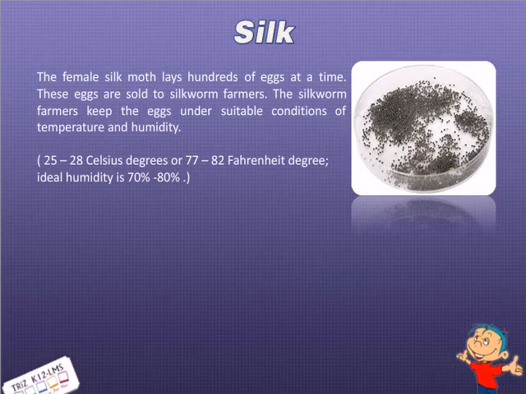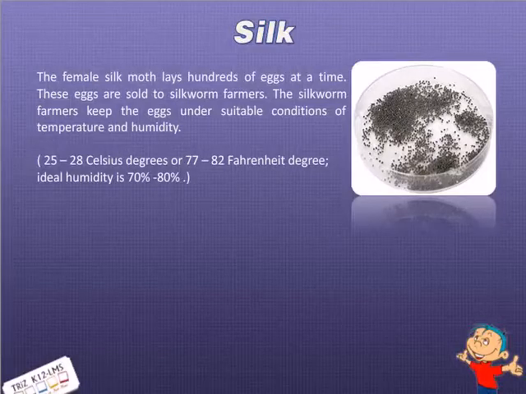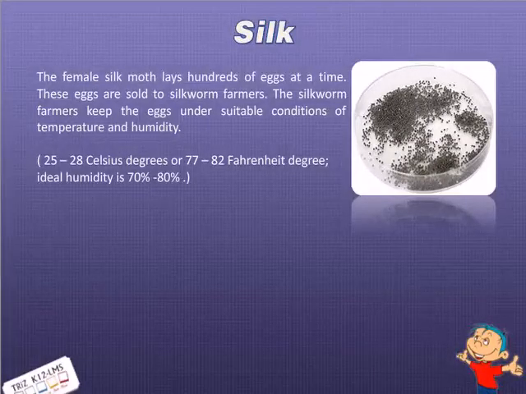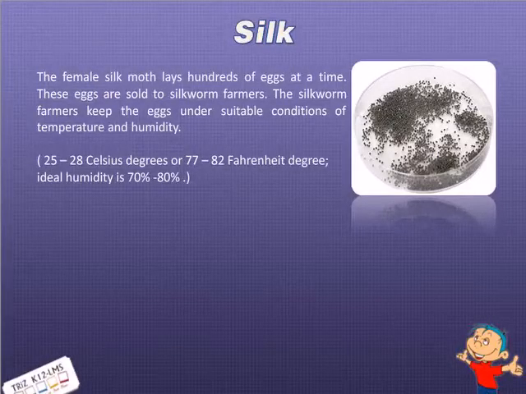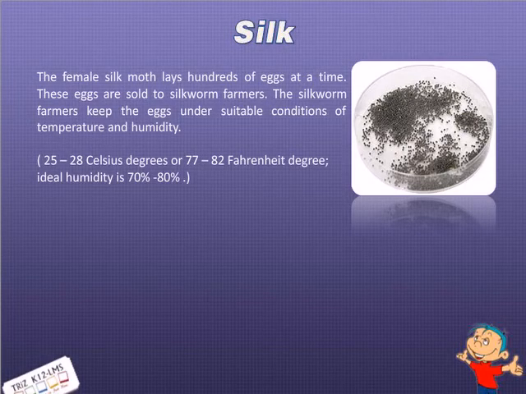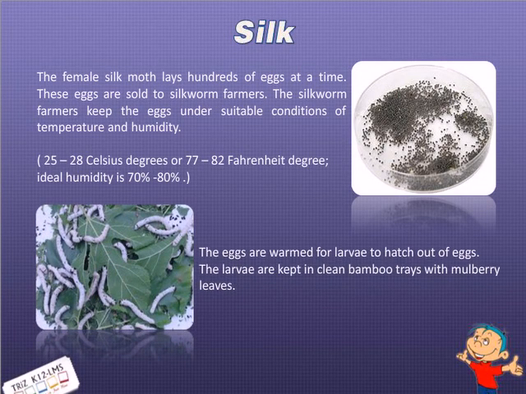The silkworm farmers keep the eggs under suitable conditions of temperature and humidity, that is 25 to 28 degrees Celsius or 77 to 82 degrees Fahrenheit. Ideal humidity is 70% to 80%. The eggs are warmed for the larvae to hatch out. The larvae are kept in clean bamboo trays with mulberry leaves.